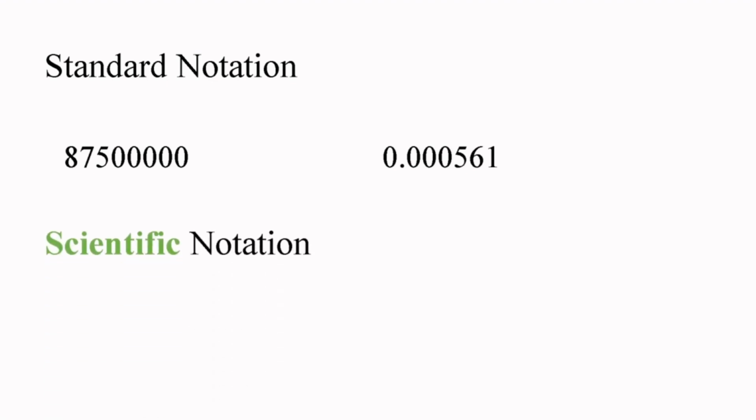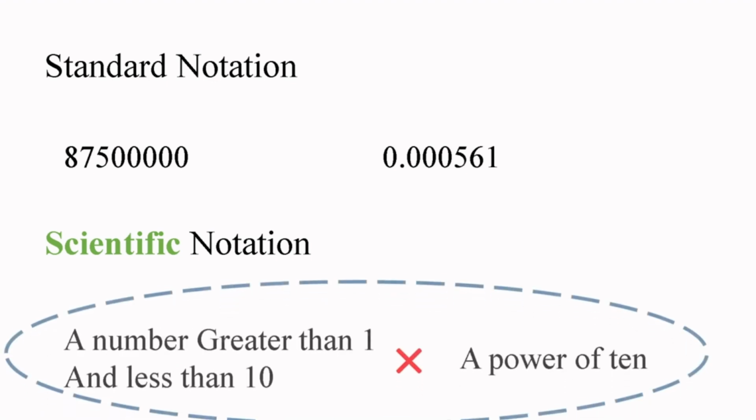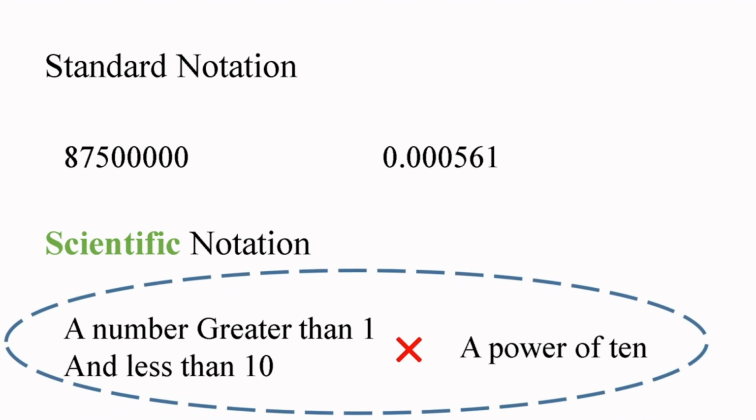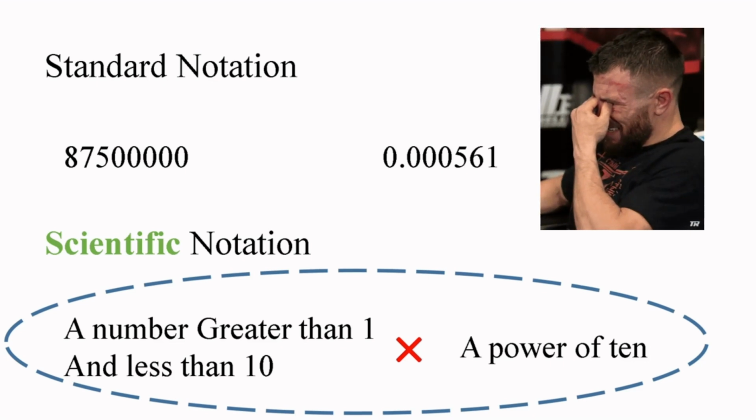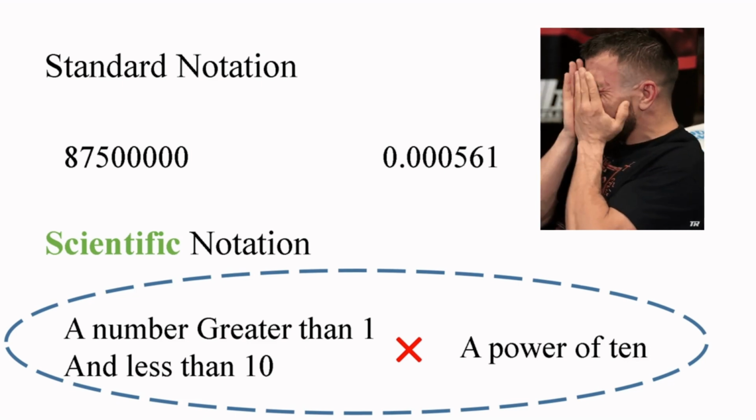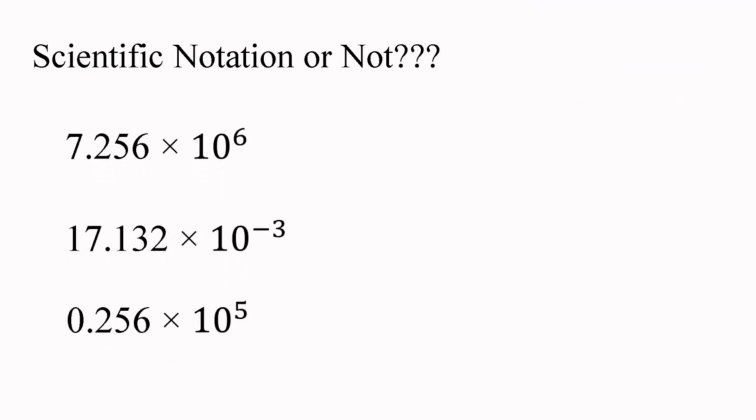But when we talk about scientific notation, it means we want to write a number as a product of two factors. The first factor must be a number which is greater than 1 and less than 10, which must be multiplied by a power of 10. I know that it can be a little bit challenging for you, but you are going to learn that through examples as always. Here we have three examples and we want to specify if they are showing a scientific notation or not. Look at the first example.